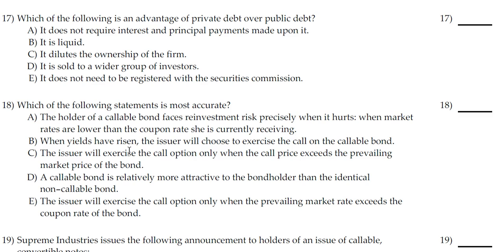So very liquid. It dilutes the ownership of the firm. Again, not. Ownership of the firm can be diluted only when shares are issued. D, it is sold to a wider group of investors. Also not. Public debt would be sold to a larger group of investors. And the last one, it does not need to be registered with the Securities Commission, and that is correct. Private debt doesn't need to be registered. It is less standardized. So answer is E.